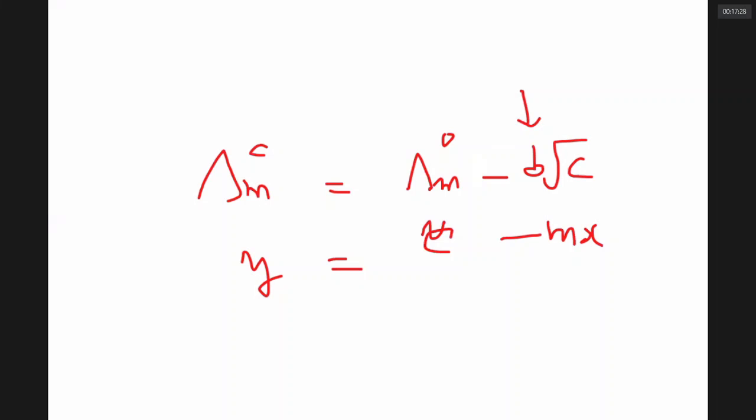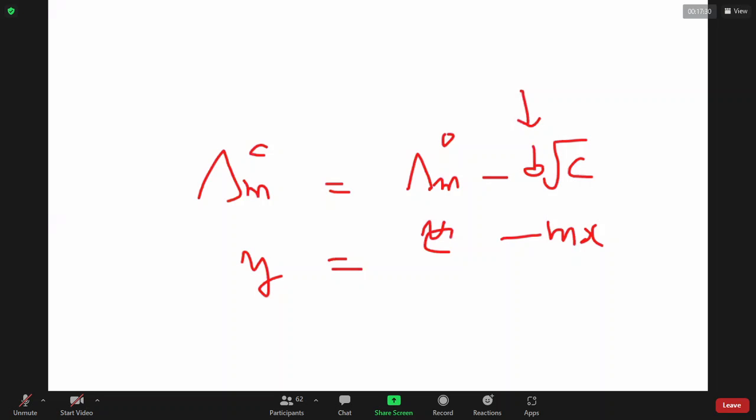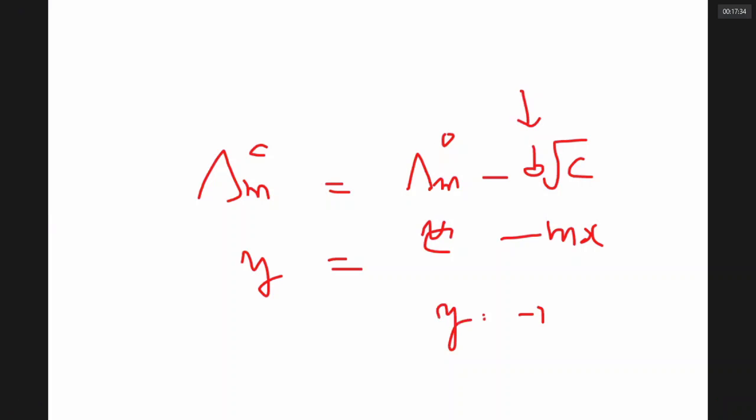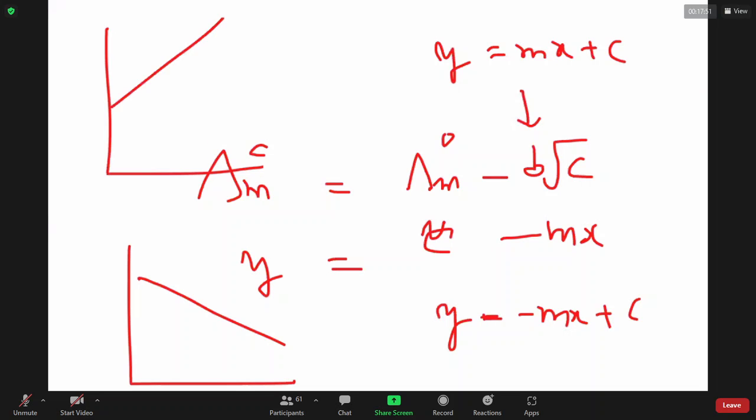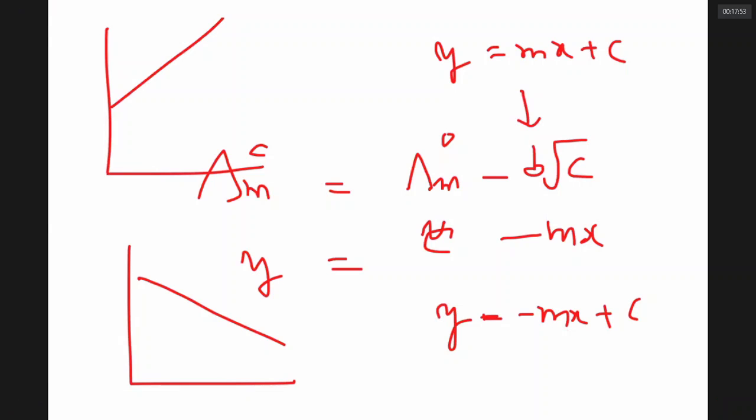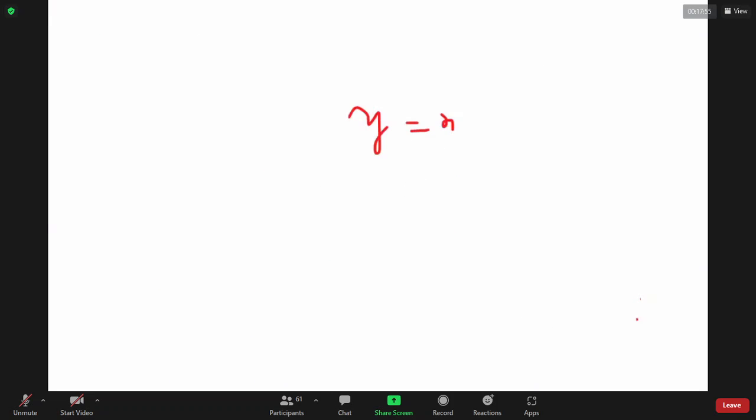Can you see it, sir? How does a graph y is equal to minus mx plus c look like? It is a straight line with a negative slope. And how does a graph y is equal to mx plus c look like? Like this. How does a graph y is equal to mx look like? A straight line from 0.